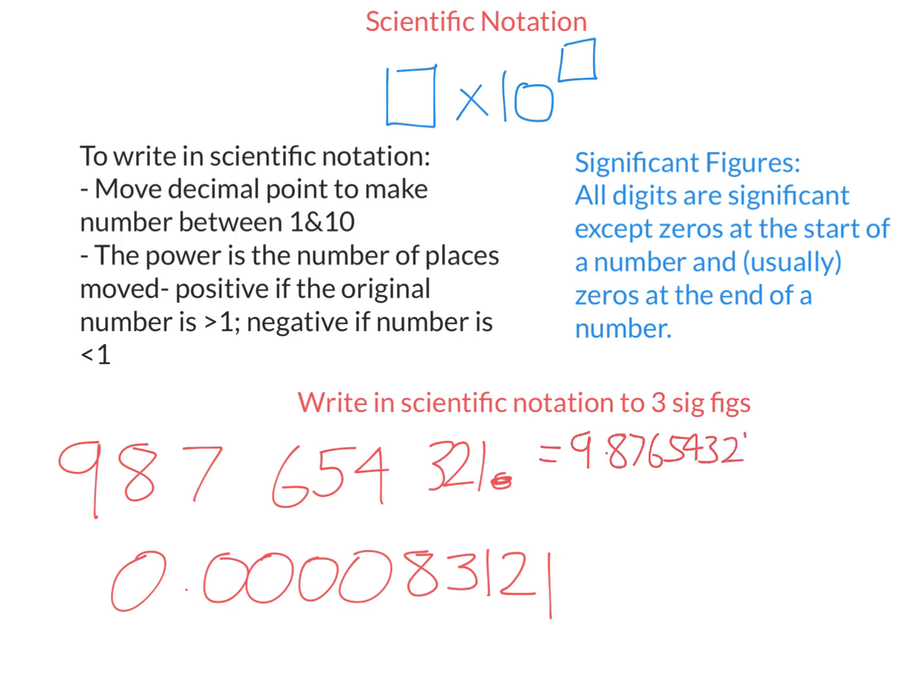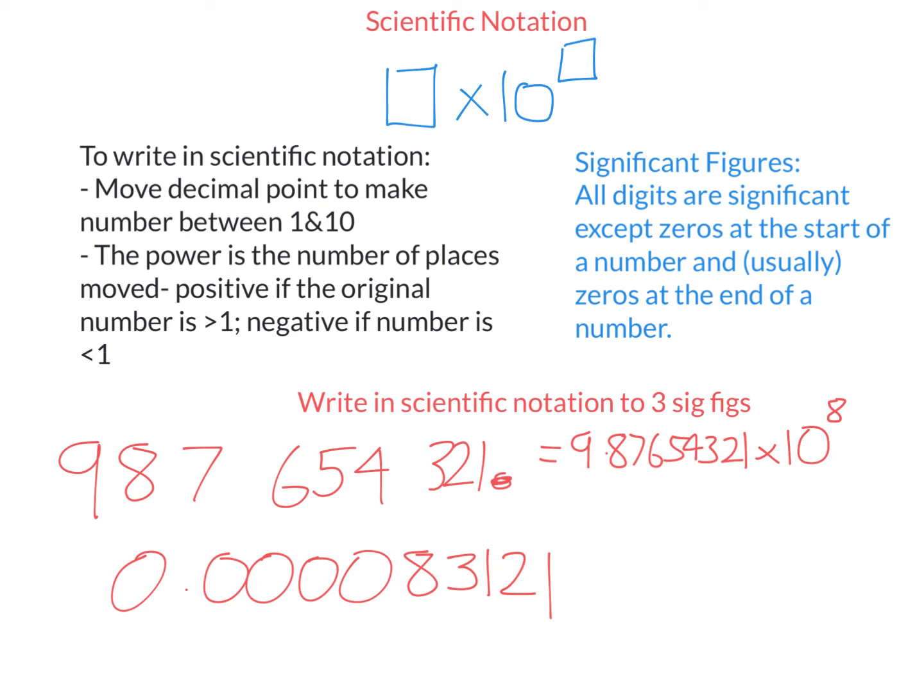It's now a number between 1 and 10, so that's the number that goes in the first box here. The number that goes in the second box is how many places I moved the decimal point, so I moved it 3, 6, 7, 8. Because this is a number greater than 1, it's a positive 8 that goes there. But this one's said to 3 significant figures. Well, here I actually have 9 significant figures.